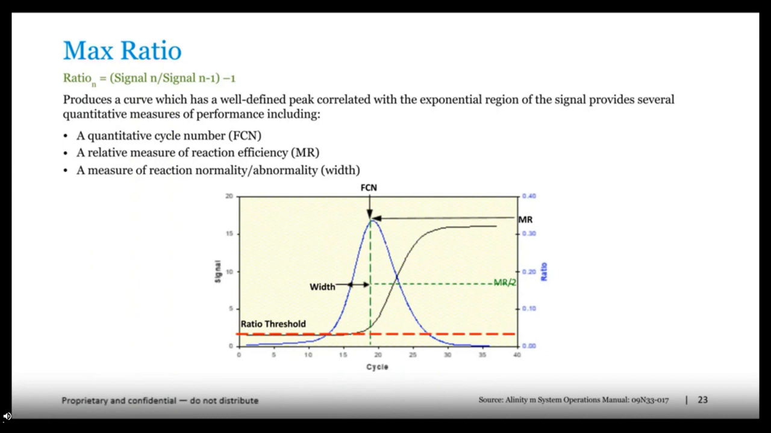So it's these other measures, the measurement of the cycle number, the relative measurements of amplification efficiency, and this curve shape that leads to the fractional cycle number that is particularly important in terms of being reliable, being able to assess the reaction efficiency, and really good at separating background noise from true amplification.